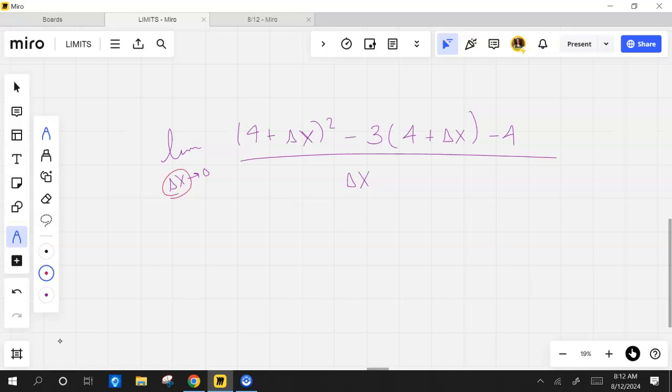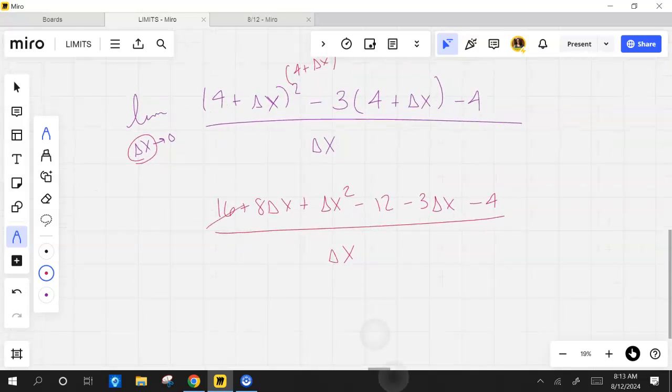If I FOIL this out, right? Oh, that's why, yeah. I went down below my box. Minus 12 minus 3 delta x minus 4. So now I'm going to start simplifying. 16, negative 12, and negative 4 cancels. That gives you 0.